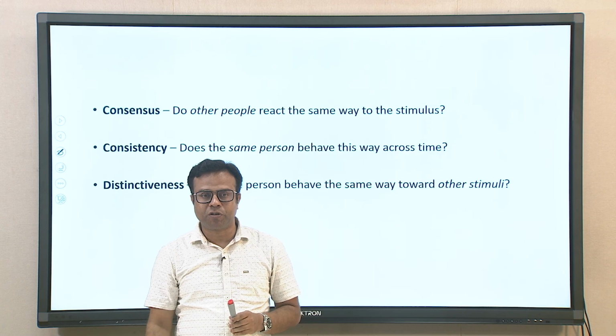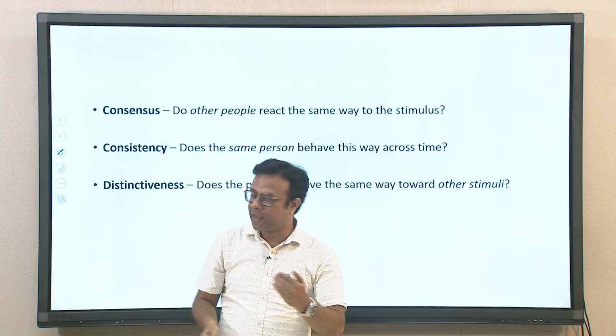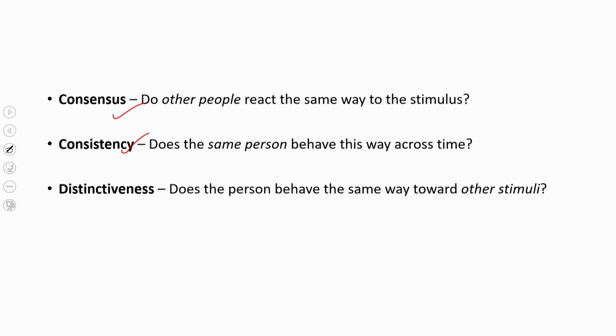What are these three pieces of information? One is consensus, another is consistency, and the third one is distinctiveness. What are these? Consensus means: do other people react the same way to the same situation?